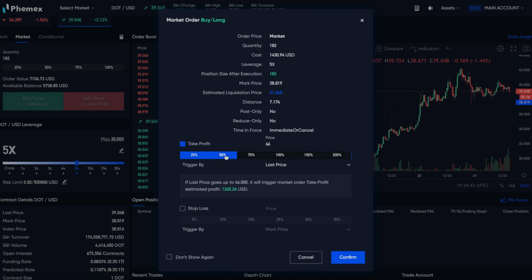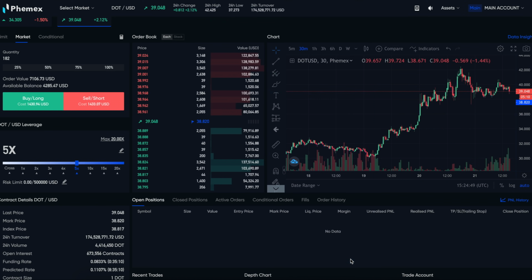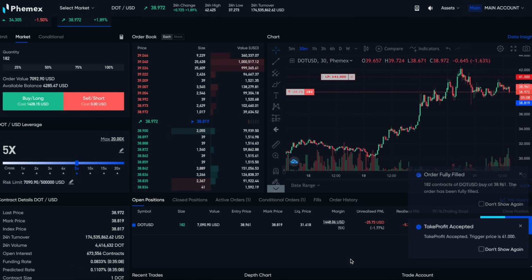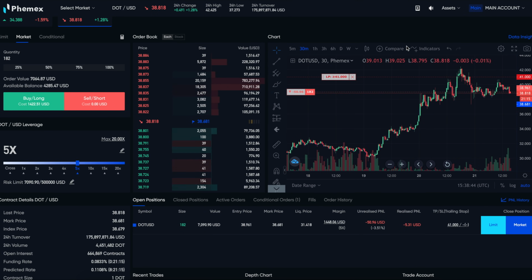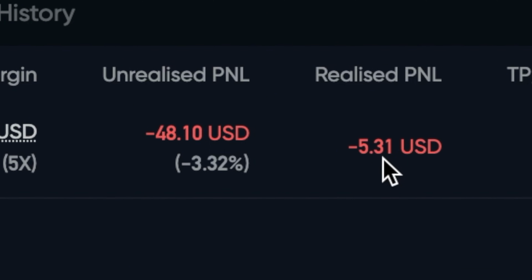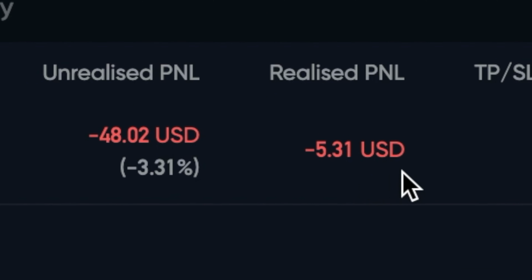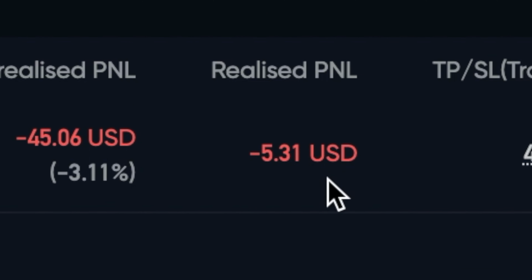So let's say that we'll set our take profit at 25%, and if everything looks good, we'll click confirm, and we will go into a buy. So as you can see, because we just blindly entered a trade without doing any analysis, we're actually down 3% on our trade. But what I really want to show you more than the unrealized P&L, because keep in mind, this could change, we could be in the green in a matter of minutes, but we do have a permanent negative realized P&L of $5.31.